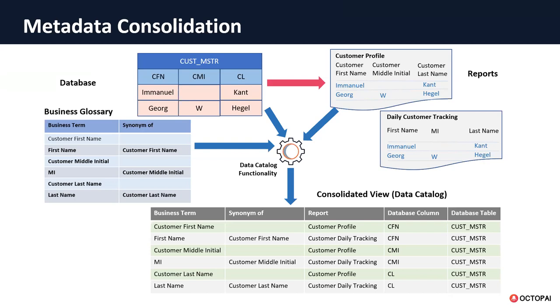Well, what happens in reports? In reports we see report labels, report headings, and the actual fields that are populated into a report. And there's a linkage between those fields and the databases from which they come. So we may have a column that's just called CL in our database, but customer last name in the report.